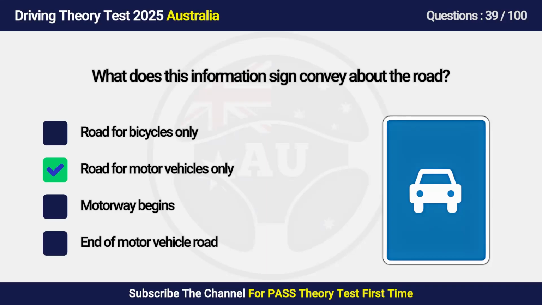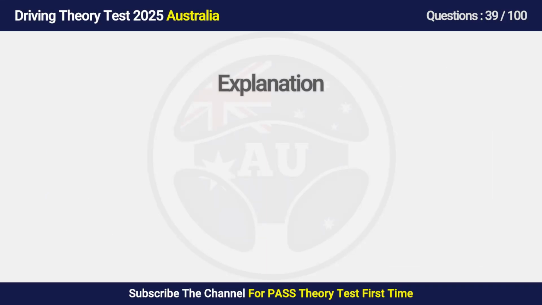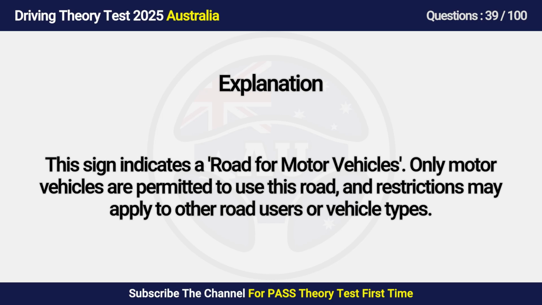Answers is B. Road for motor vehicles only. This sign indicates a road for motor vehicles. Only motor vehicles are permitted to use this road, and restrictions may apply to other road users or vehicle types.